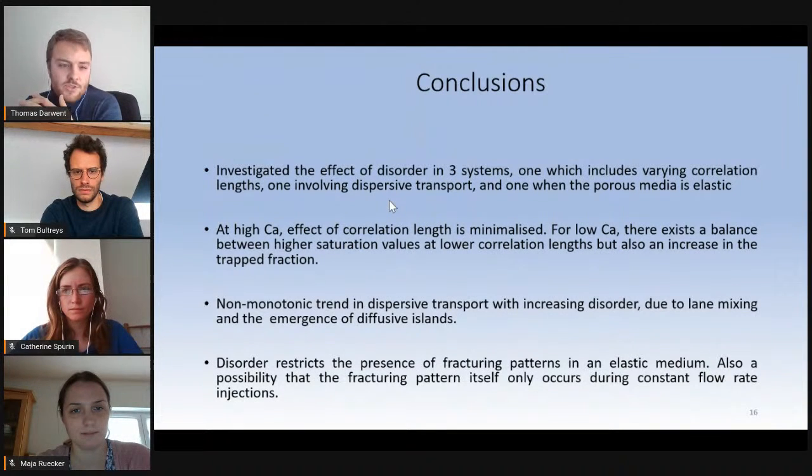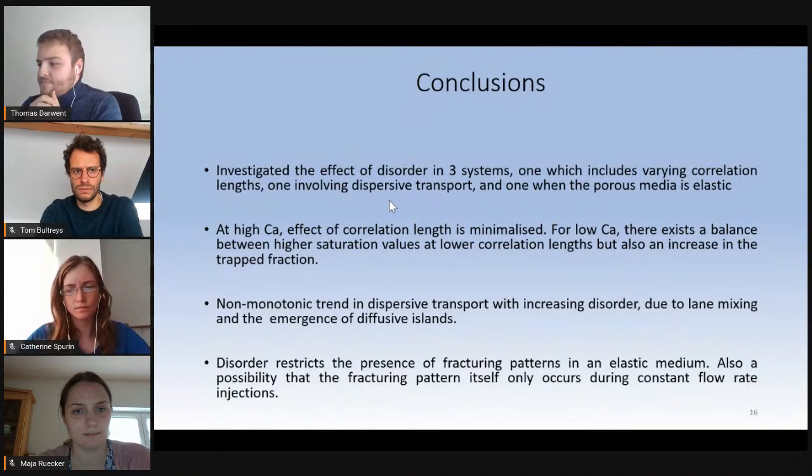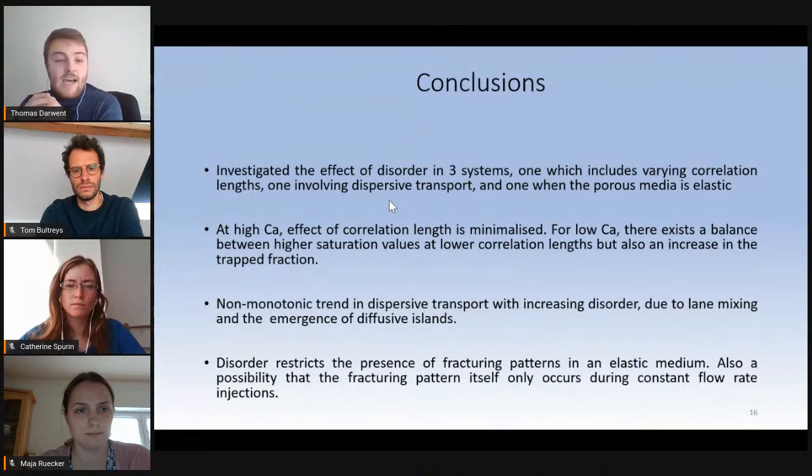For dispersive transport, when you introduce disorder, you find a non-monotonic trend, such that the width of the invading front is reduced at first when you increase disorder, and then as you get to higher and higher disorders, that width is increased. And this is due to the emergence of lane mixing and then diffusive islands, like I said. And then finally, we've looked at an elastic system, and you find that if you allow the pillars to bend, you create a fracturing pattern, but this is restricted when you add disorder into the system. And what we're also now looking at is, as I say, constant flow rate versus constant pressure. There seems to be a difference, and we're investigating this.